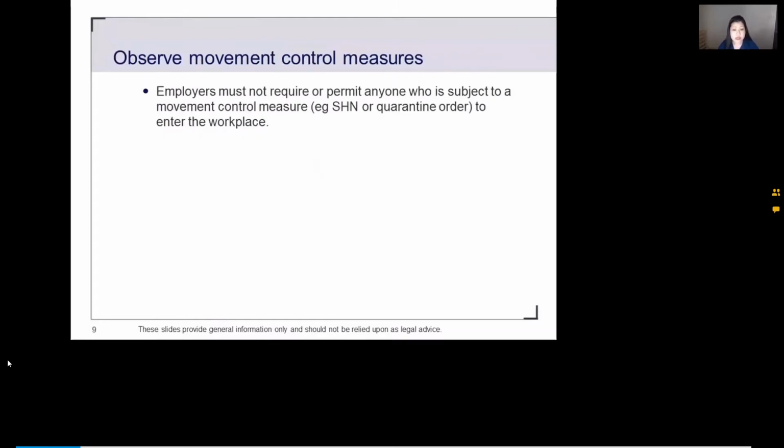Okay, next, observing movement control measures. So if an employee is subject to a movement control order, for example, they're under quarantine or they're under a stay-home notice, the employer must not allow or require them to actually enter the workplace.